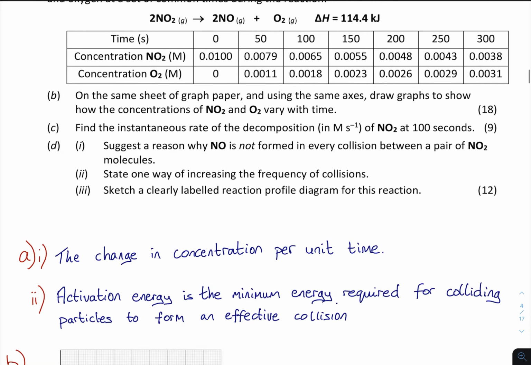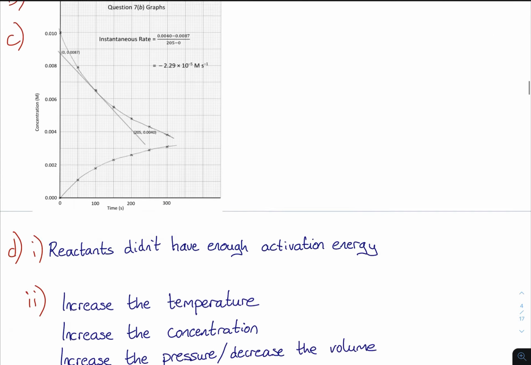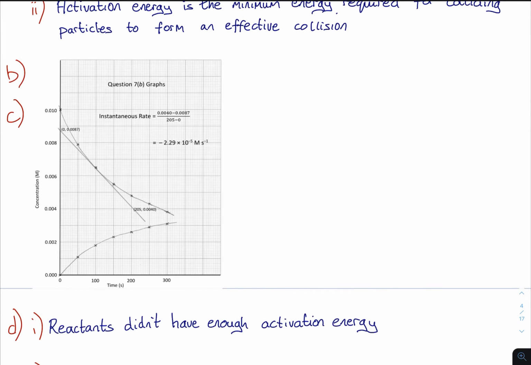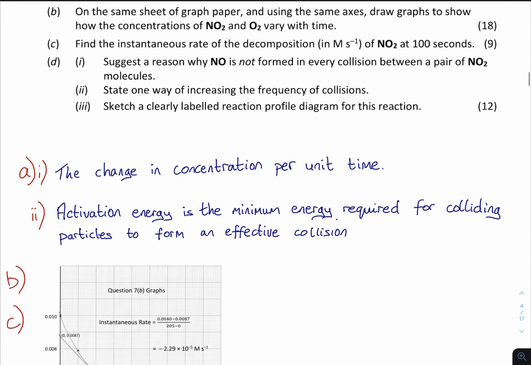Now, D, you didn't need a graph for this. Suggest a reason why NO is not formed in every collision between the NO2 particles. If the product is not formed in every collision, it means there is not enough activation energy. The particles haven't enough energy to reach the activation energy, and therefore a successful collision cannot take place. So I wrote down reactants didn't have enough activation energy. That was all.